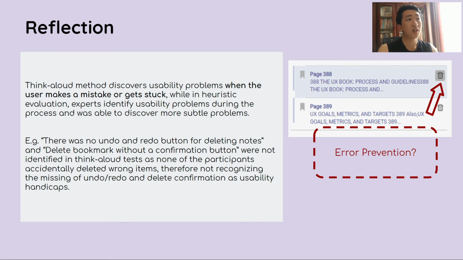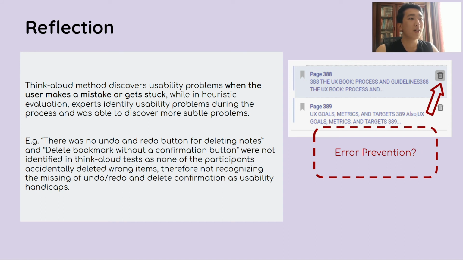Although we identified many common problems, we found that in Think Aloud, we only discover usability problems when a user has difficulty completing a task. In heuristic evaluation, it's better at discovering general or subtle usability problems. For instance, all of our Think Aloud participants completed the task of deleting the bookmark on page 360 without any issues, and therefore no one pointed out there's an error prevention problem. But we were able to identify these kinds of problems in heuristic evaluation.